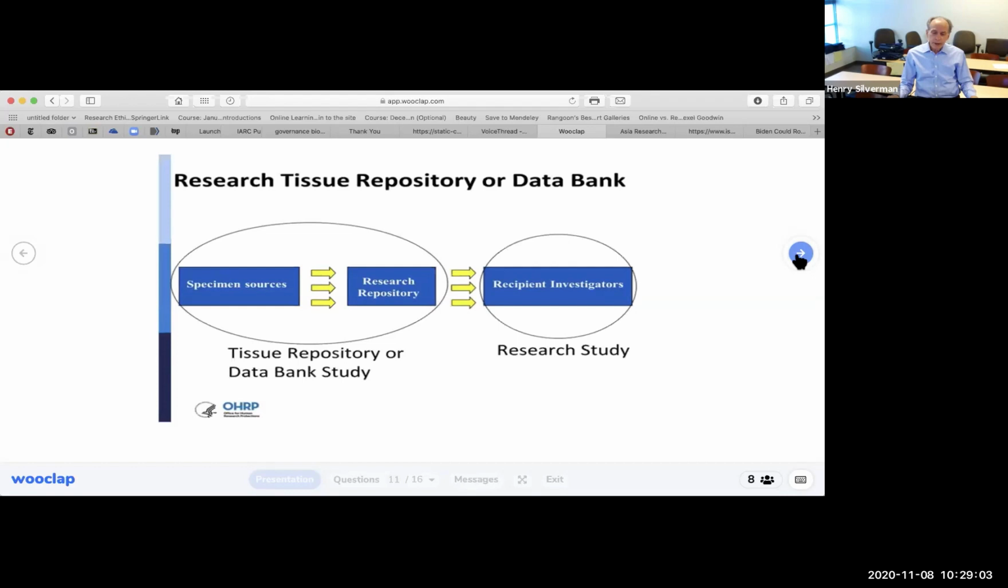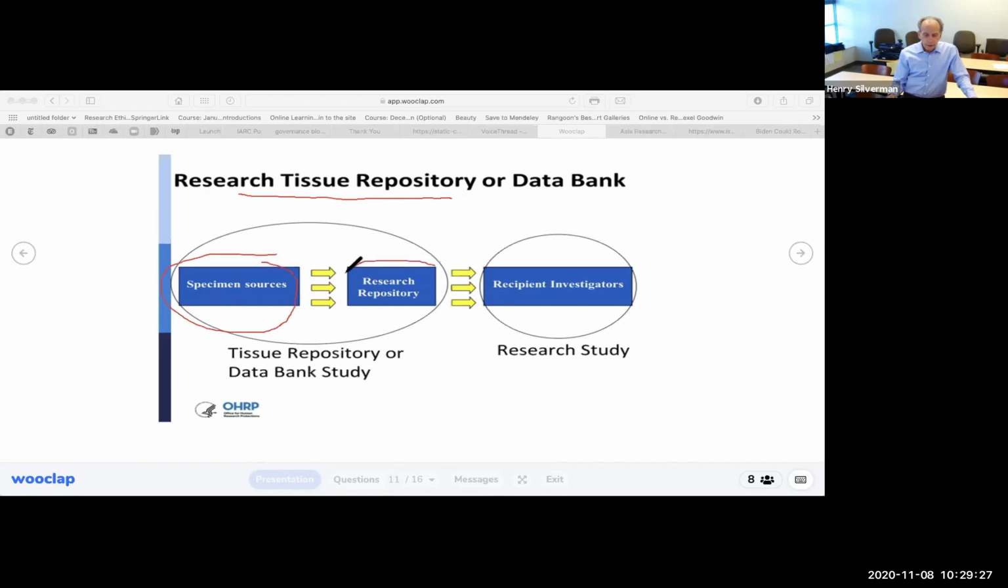So this slide shows a general schematic of a biobank or a tissue repository. Essentially, it consists of three major parts. We have the specimen sources that are stored in the repository or the biobank. And then we have the recipient investigators.